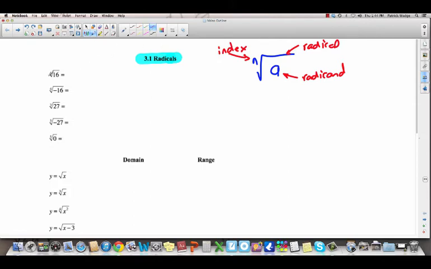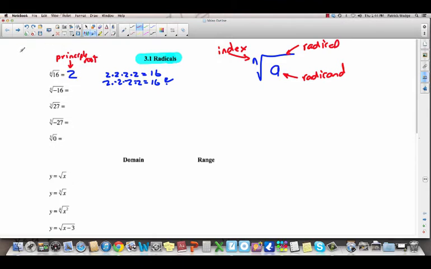Okay, fourth root of 16, that equals 2. Why? Because 2 times 2 times 2 times 2 equals 16. Now, you might say, yeah, but doesn't negative 2 times negative 2 times negative 2 times negative 2 also equal 16? And the answer is yes, it does. But when we're evaluating these questions, we're not solving anything, we're just evaluating. And when we evaluate, we always take the principal root. And the principal root is the positive one.